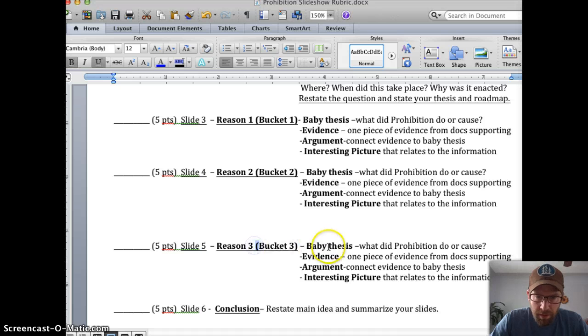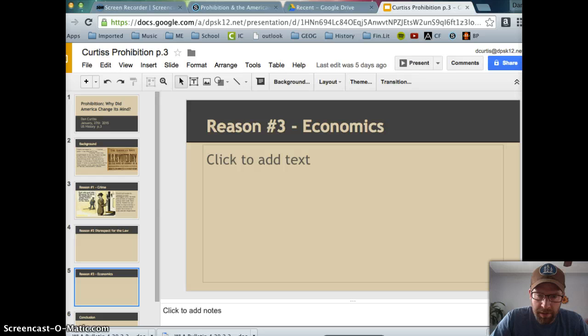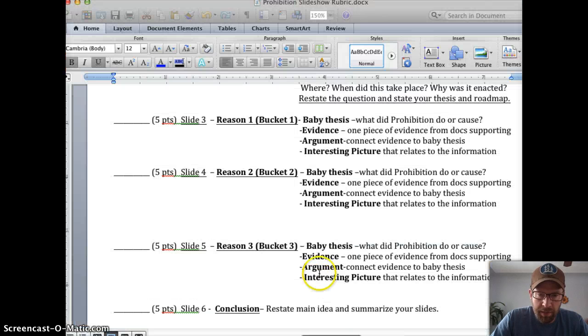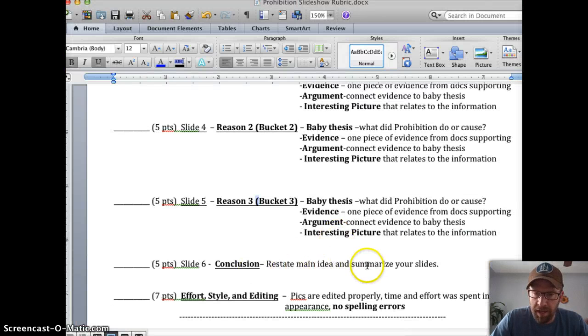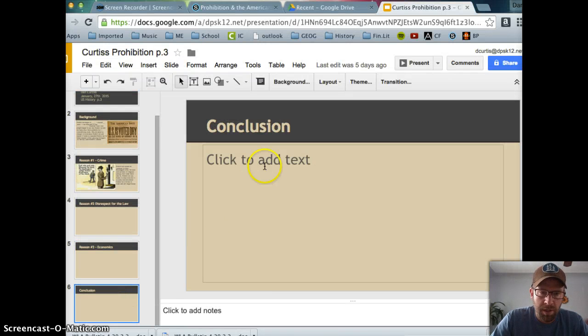Reason 3, and here I've got a new slide. Reason 3, economics. And finally, a conclusion. Restate the main idea and summarize your slides. So you're going to have that in here. Just title it conclusion. Sum it all up, tie it together. If you can fit a picture, great.